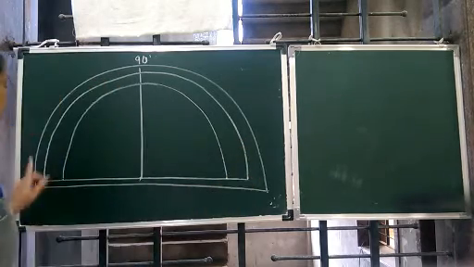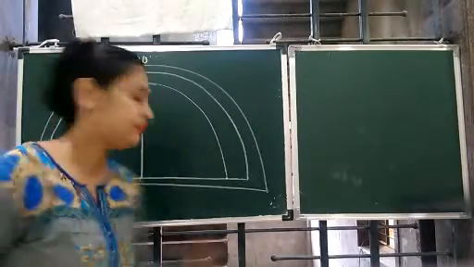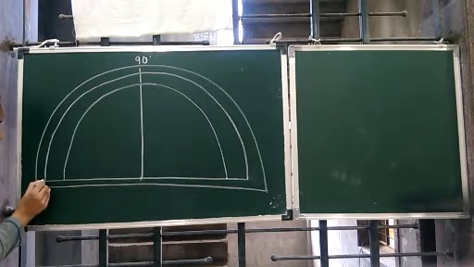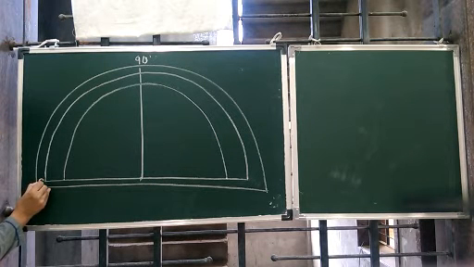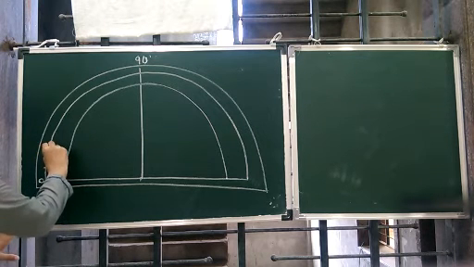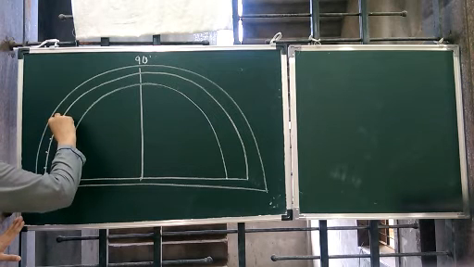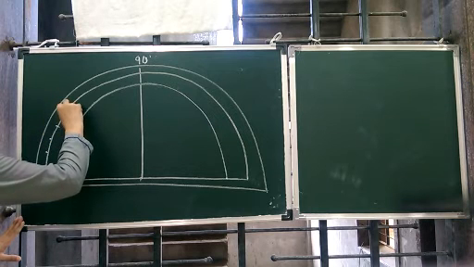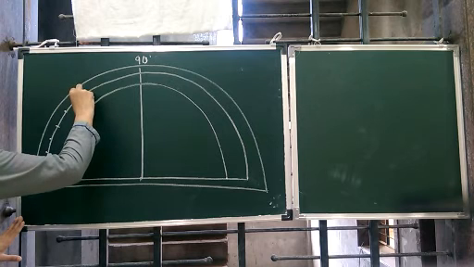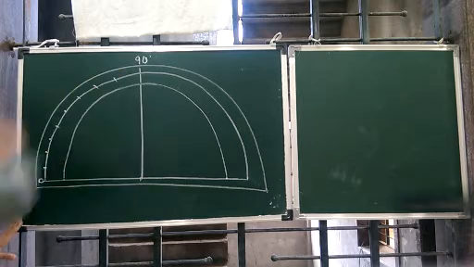Something like this. Okay? Two scales are there. The outer scale starts from the left side. Outer scale starts from the left side means whichever scale starts, the starting point will be 0. So this is 0. Then we have 10, 20, 30, 40, 50, 60, 70, 80, 90.